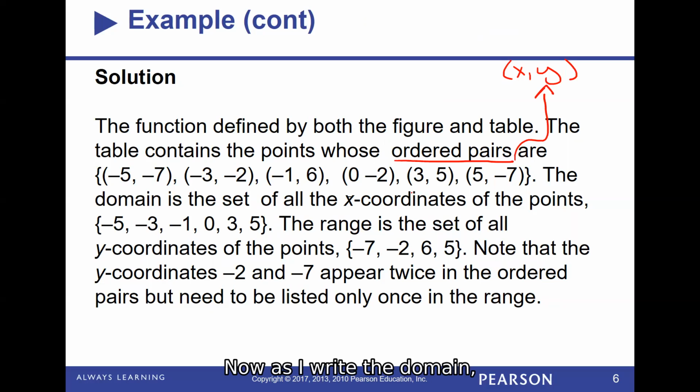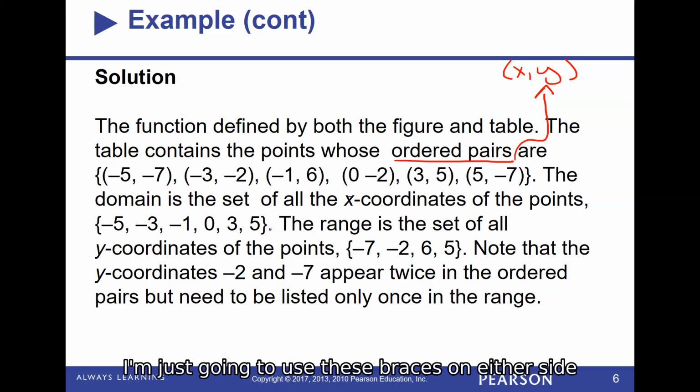Now, as I write, the domain should only be the x's. So I want to just take a look at those x values and write them, okay? And I would just go ahead and write them all side by side with a comma separating them. Now, because they're not all the same and they have space separation between them, because it's not continuous numbers, I'm just going to use these braces on either side here and just list out those numbers.